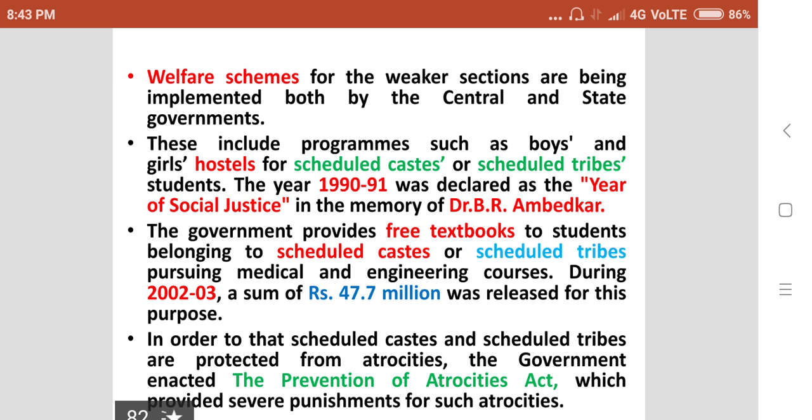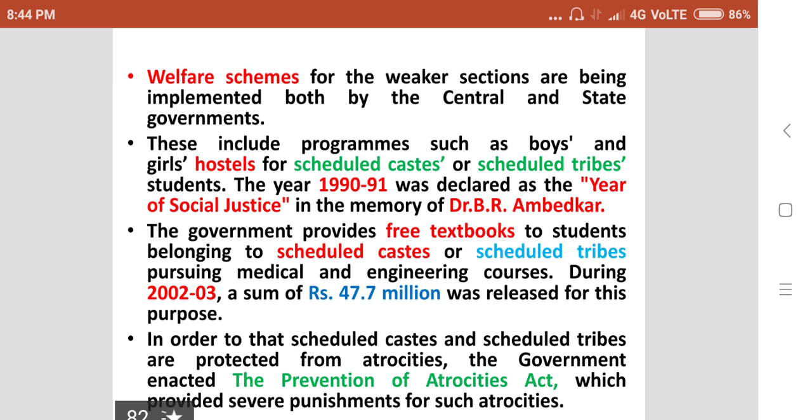The year 1990-91 was declared as the year of social justice in the memory of Dr. B.R. Ambedkar. The government provides free textbooks to students belonging to scheduled castes or scheduled tribes pursuing medical and engineering courses. During 2002-03, a sum of rupees 47.7 million was released for this purpose to provide free textbooks.